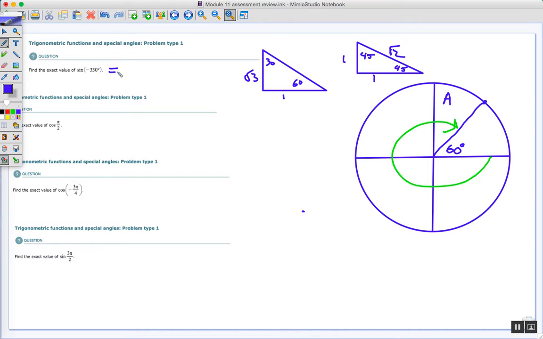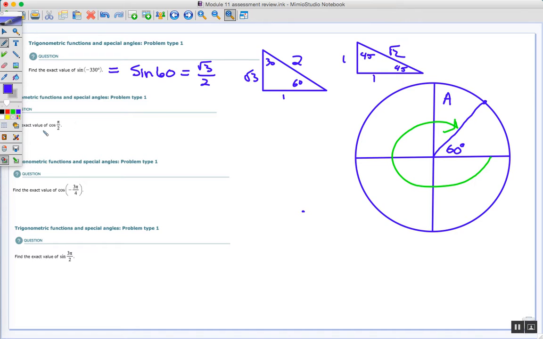So to find the exact value of sine of 330, I could just find the value of sine of 60. Remember, sine is equal to opposite over hypotenuse. So square root of 3 over 2. And that is the exact value. Exact value is code for don't use a calculator.